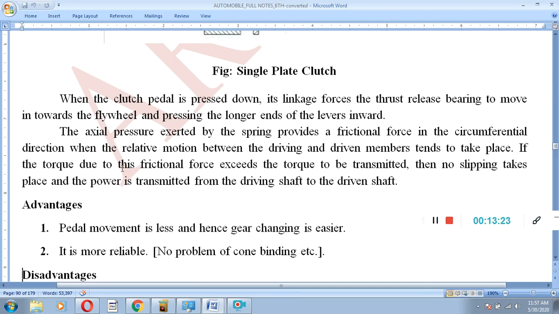But if the torque due to this friction force exceeds the torque to be transmitted, then no slipping takes place and the power is transmitted from the driving shaft to the driven shaft. Likewise, the single plate clutch works.